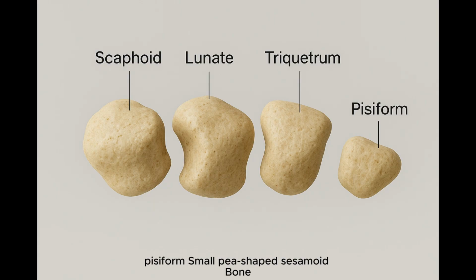4. Pisiform. Small, pea-shaped sesamoid bone. Lies on the palmar surface of the triquetrum. Serves as an attachment point for the flexor carpi ulnaris tendon. Clinical note: increases the leverage of flexor carpi ulnaris.